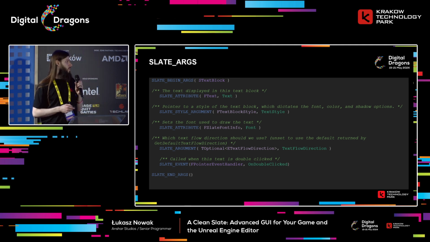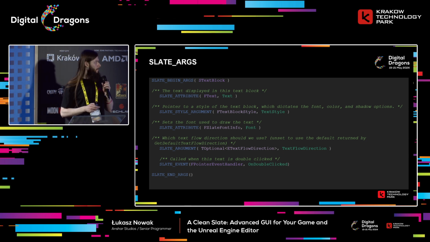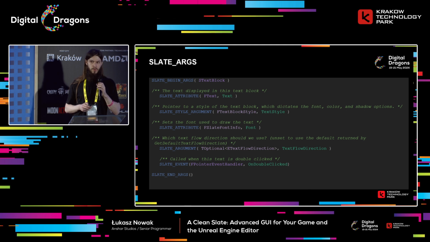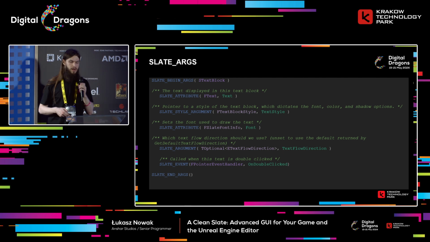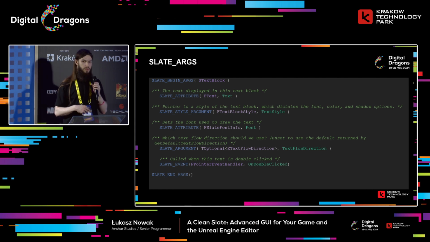So here's some of the parameters of this huge macro I skipped over earlier in the S text block class. You can see there are Slate attributes, Slate style arguments, Slate events, and just Slate arguments, all put between begin and end Slate args. I'm gonna explain some of it. If you have a very specific use case, you would want to look in the engine code at what the specific macro does, because there are a lot more than I will talk about here.